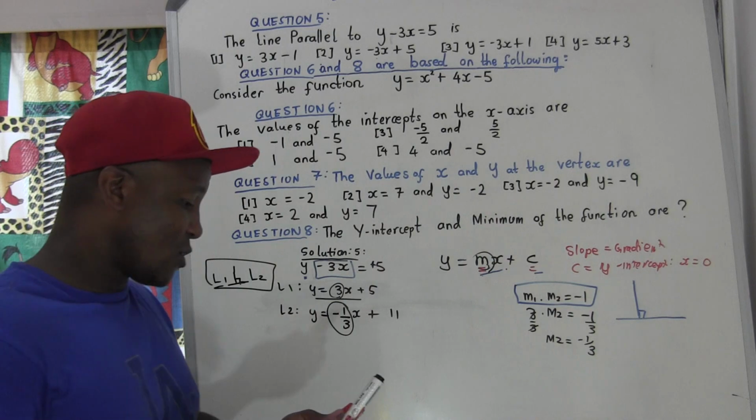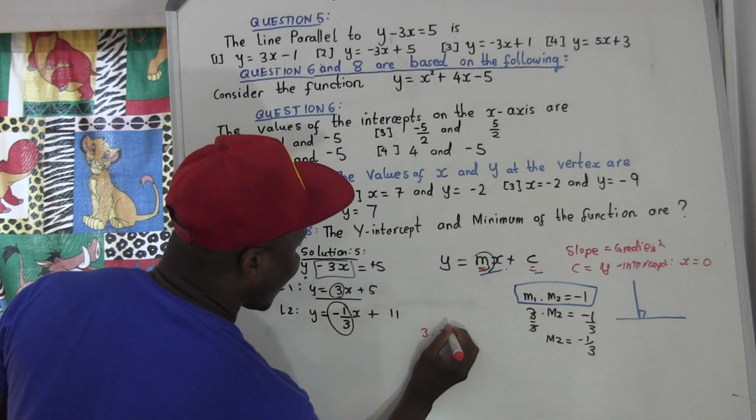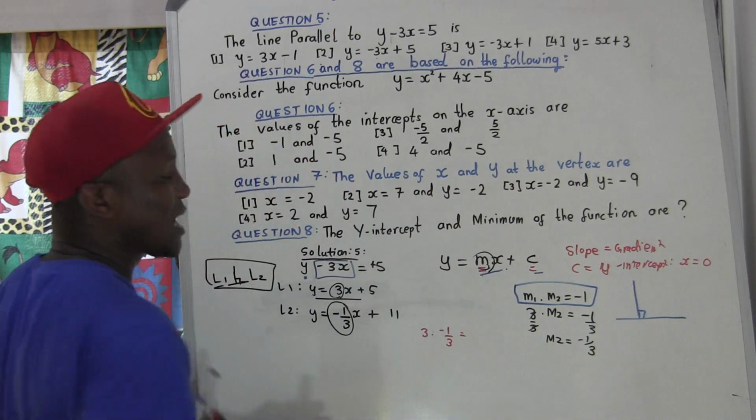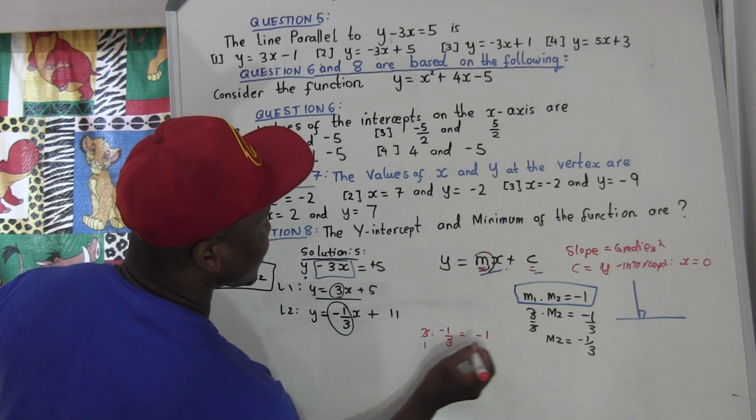If you don't understand, please let me know. Let's try 3 times -1 over 3. If you put this in the calculator, it's going to give you -1. Or you can just cancel this and this, and it gives us -1.